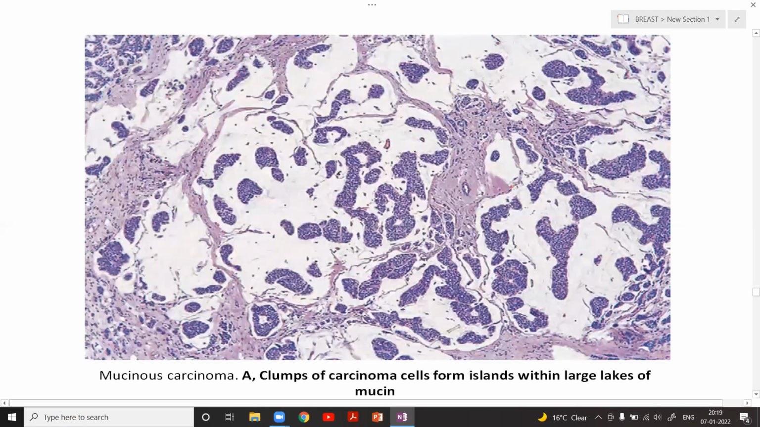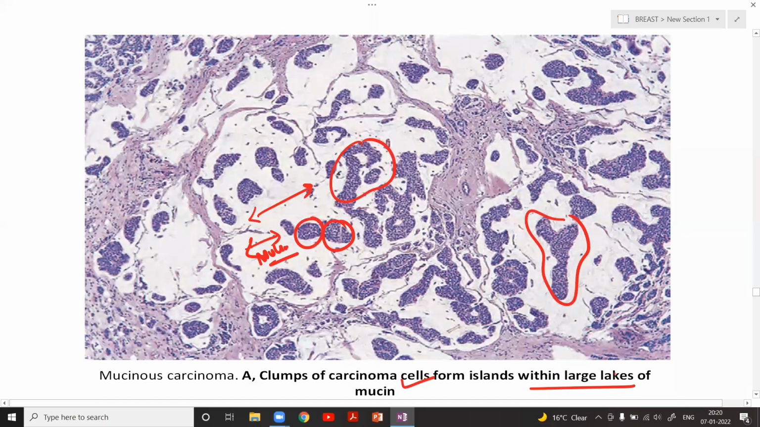So can everyone appreciate this? The white area is the mucin. And you can see in the lakes, small islands of tumor cells lying over here. So you will see clumps of carcinoma cells lying within large lakes of mucin.